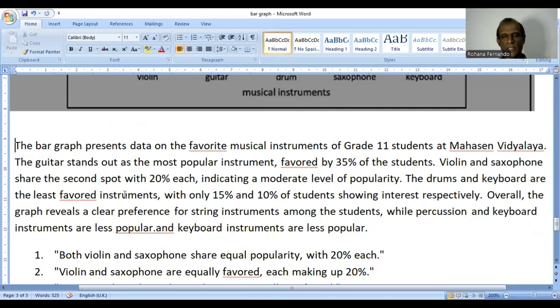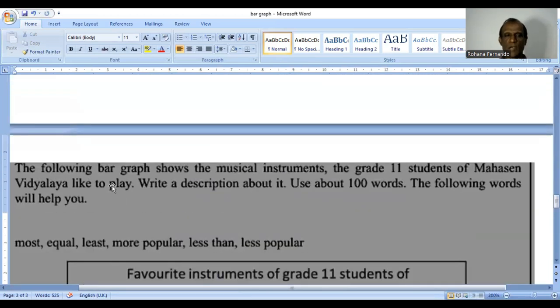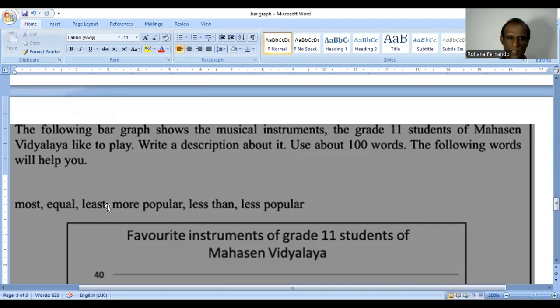Okay, let's move on to the third graph. The following bar graph shows the musical instruments the grade 11 students of Mahasen Vidyalaya like to play. Write a description about it. Use about 100 words. The following words will help you: most, equal, least, more popular, less popular, least popular, less than.